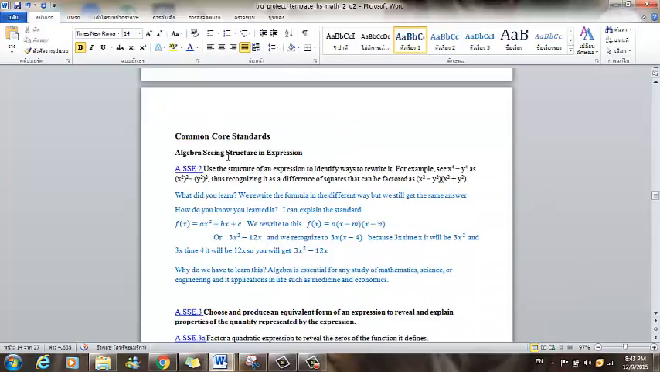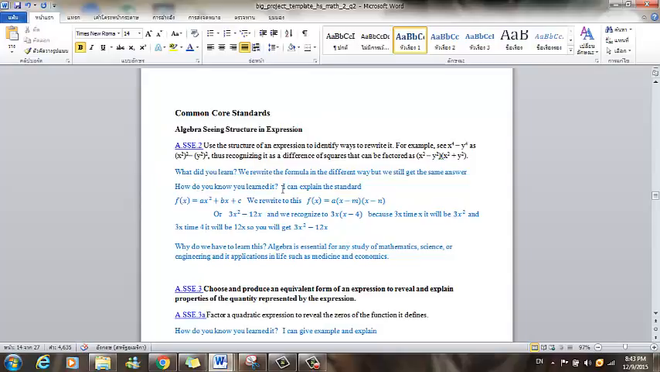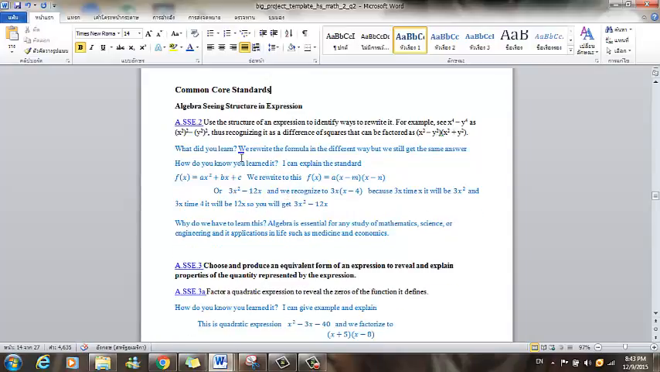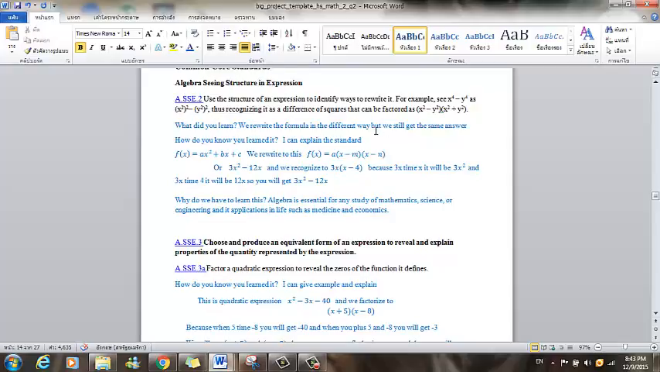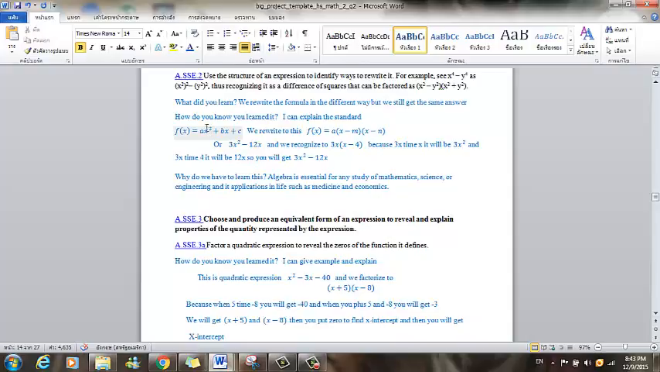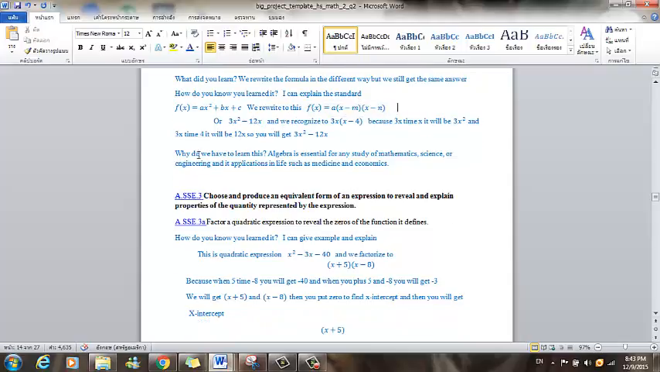So now it is for the standard. Standard A-SSE.2. What did you learn? What we learned is that we write the formula in a different way, but we still get the same answers. How did you know you learned it? I can explain the standard. So this is a quadratic equation, and we rewrite it into this form, the same as in the big project that we used. It is a different formula, but we still get the same answers.